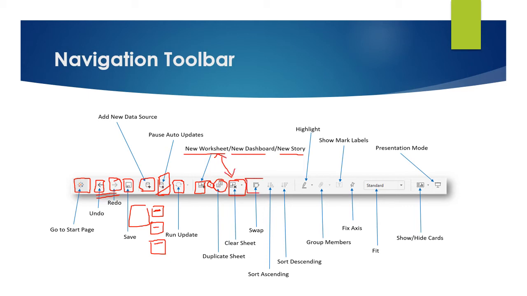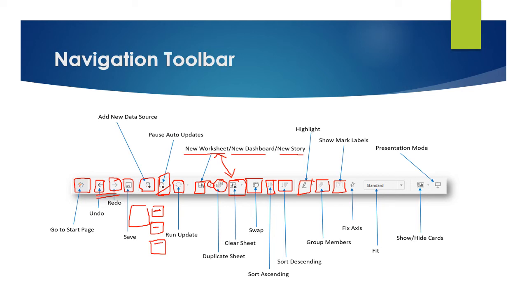This will swap your rows and columns. This will sort your data ascending. This will sort descending. This is a highlighter. This will let you group members on your dashboard. This is a show marks label.